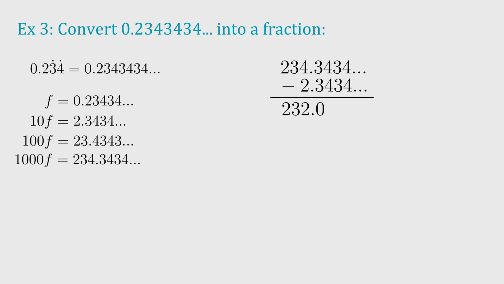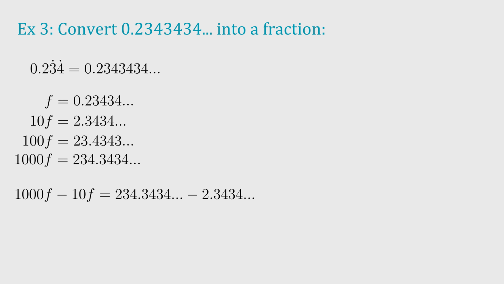the decimals cancel out. Subtract the 1000f by the 10f equation, and then you are left with 990f equals to 232. Divide both sides by 990, and then you finally have your answer. Simplify the 232 over 990, simplify to 116 over 495.